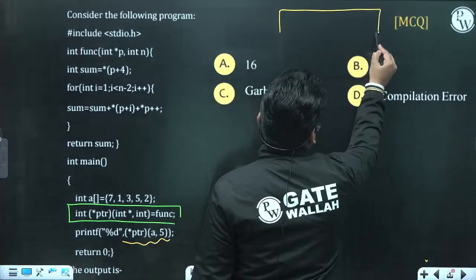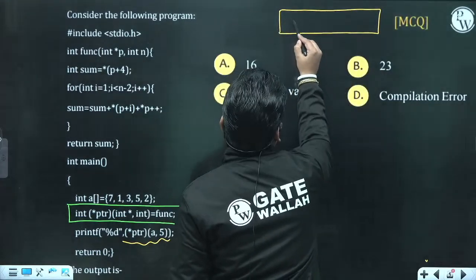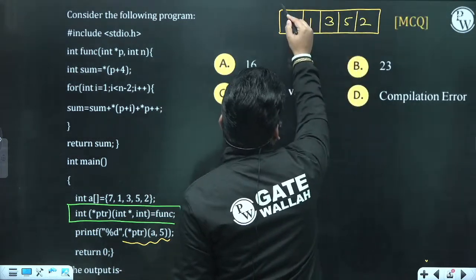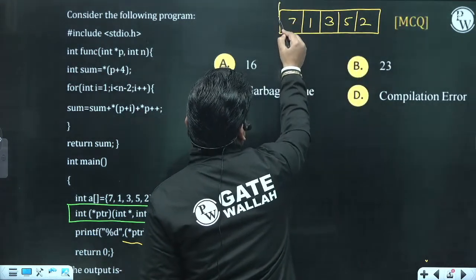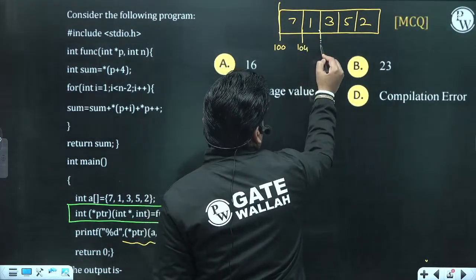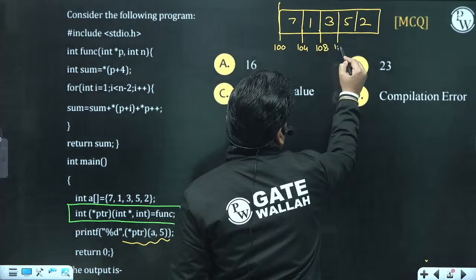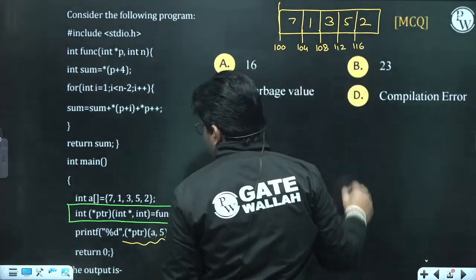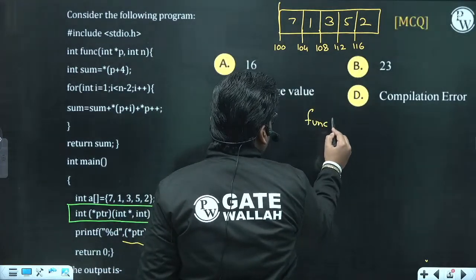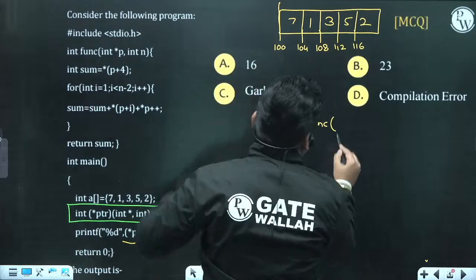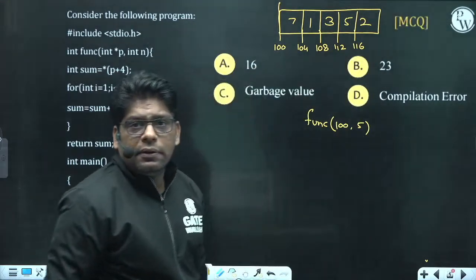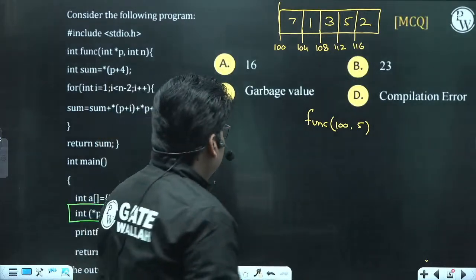Sir, there is an array with values 7, 1, 3, 5, 2. And let us assume this is address 100, 104. I am assuming integer occupies 4 bytes of memory. Okay. Now, when you call func of a comma 5, a being the name of the array, from here you are passing 100 and 5. Done, sir.